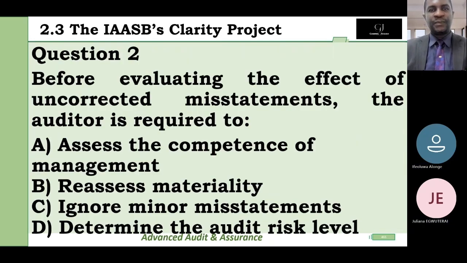Number 2. Before evaluating the effect of uncorrected misstatements, the auditor is required to: A, assess the competency of management. B, reassess materiality. C, ignore minor misstatements. D, determine the audit risk level.